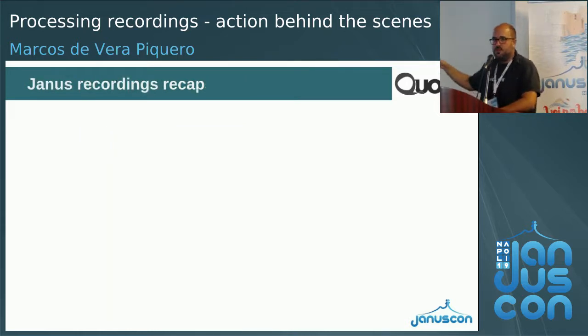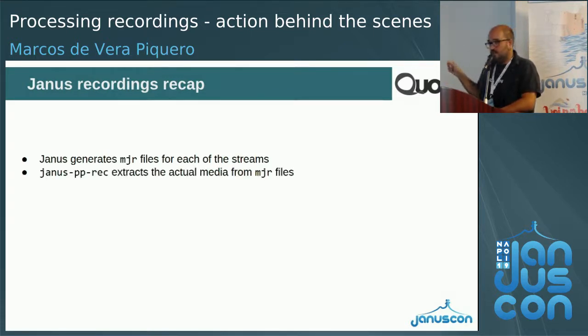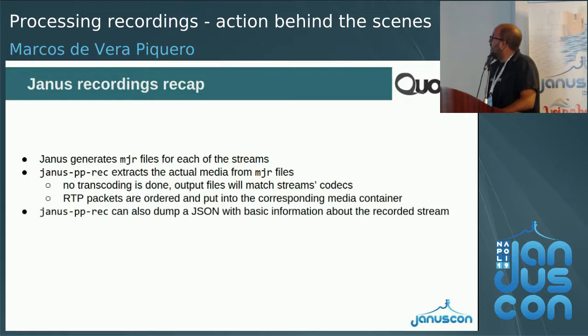Just a bit of a recap of how Janus itself provides the base for the recording process. Janus generates the MJR files, one for each of the streams. And with the utility Janus pp-rec, we can extract the actual media from those files. The RTP packets are sorted and dumped into a file without any kind of transcoding. Just the codec used for the conference is there, encapsulated in the corresponding multimedia container. We can also add a JSON file, so we can get the start time and some metadata about the recording that we will use later on.